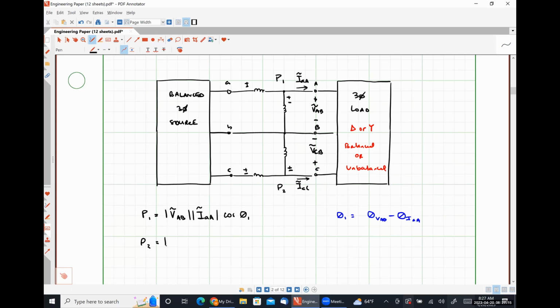Very similarly, wattmeter 2 is reading the magnitude of that voltage VCB, the magnitude of that current ICC, cosine some angle theta 2, where theta 2 is the angle of VCB minus the angle of ICC, right?